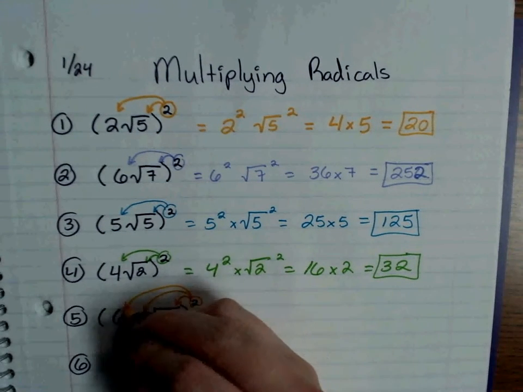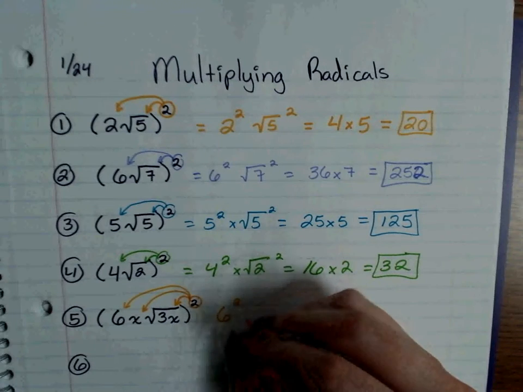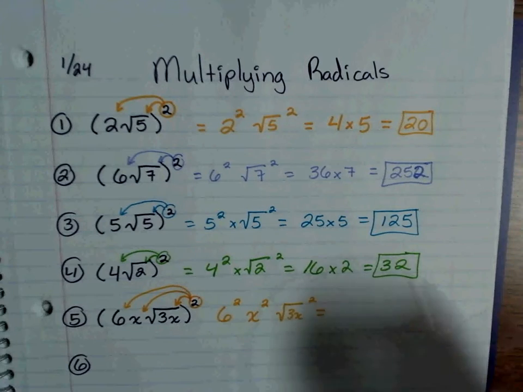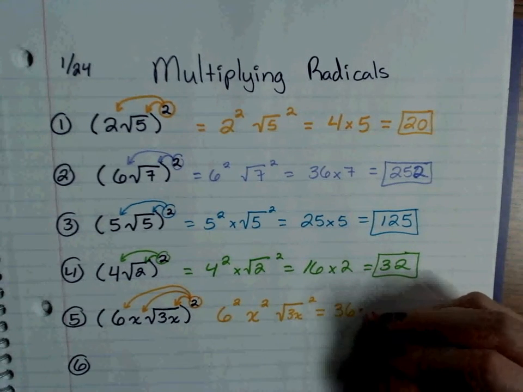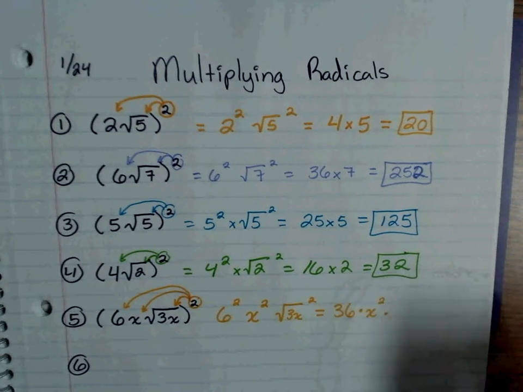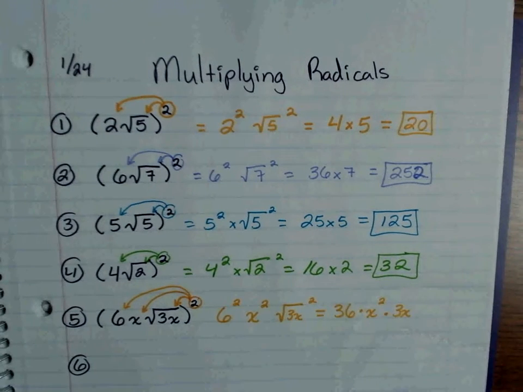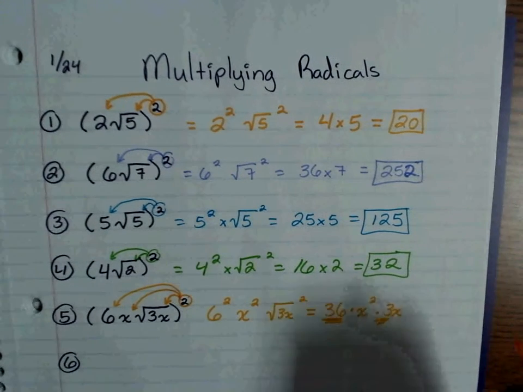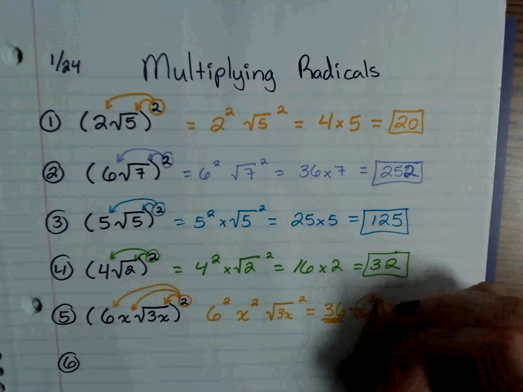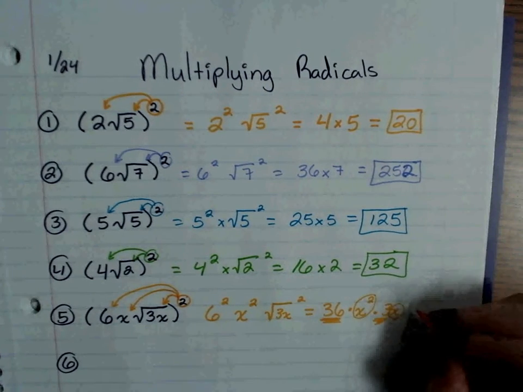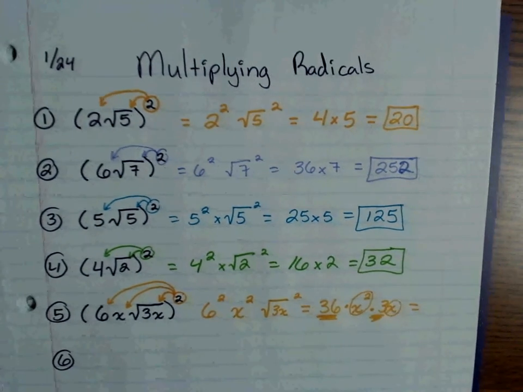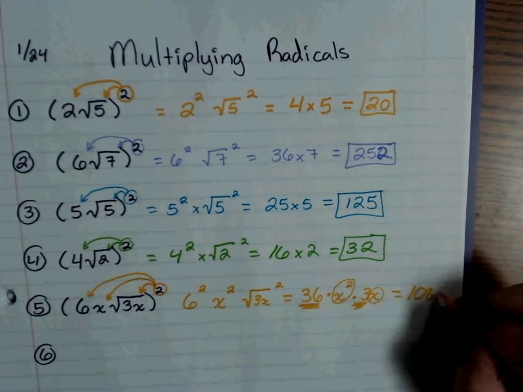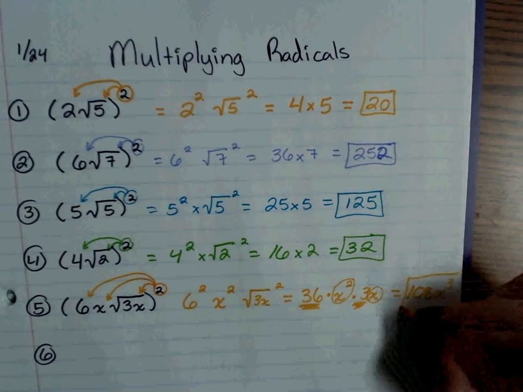So we now have 6 to the second power, x to the second power, square root of 3x to the second power. This now becomes 36 times x to the second times 3x. We then can go ahead and multiply 36 times 3. And we can also multiply x to the second times x. What's 36 times 3? 108. And then what's x to the second times x? X to the third. See? Not that hard. Okay?